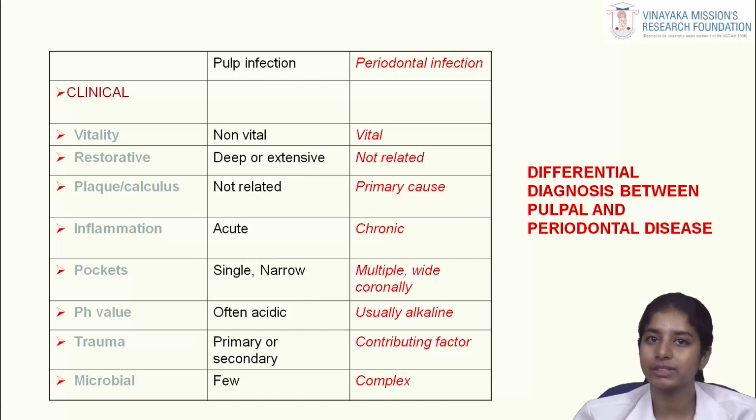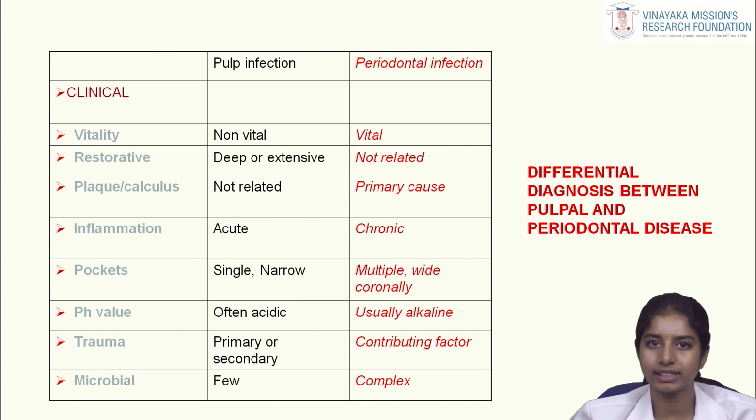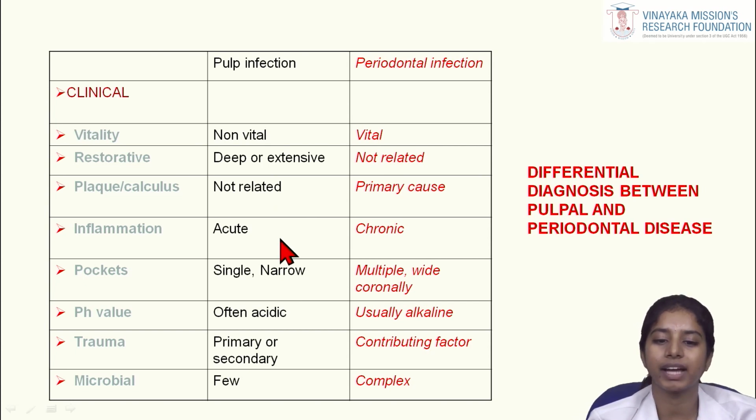Then coming to the differential diagnosis between pulpal and periodontal diseases. Based on some clinical findings and radiographic findings, we can differentiate whether it is a pulpal disease or else a periodontal disease. First one, based on the clinical findings. In case of pulpal infection, the teeth will be mostly non-vital in nature and require deep restoration, and the presence of plaque and calculus is not related to the disease progress. There will be acute inflammation, the pockets are single and narrow, the pH value is often acidic, and it is associated with primary or secondary trauma, and the microbial complexes are few in number.